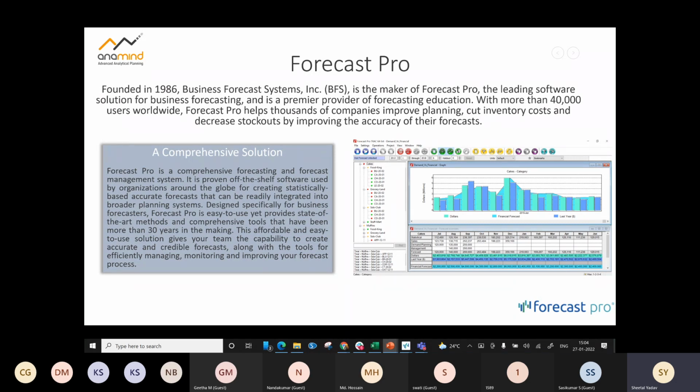And Forecast Pro is one of the oldest solution for forecasting, and it has a comprehensive suite of features for forecasting. In fact, it can be used off the shelf. It's been implemented across the world with more than 40,000 users worldwide. So it's quite a solution that you can use for collaboration and for demand planning activities.